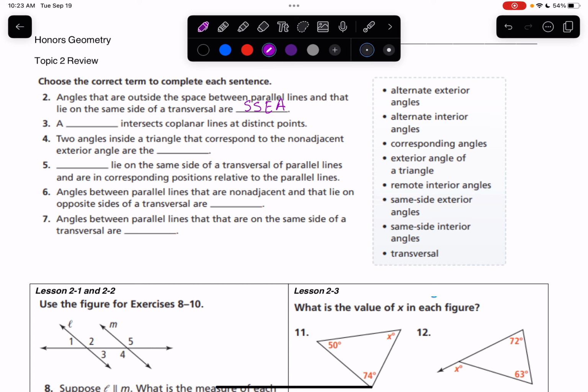Number 3, a transversal intersects coplanar lines at distinct points. By the way, this word coplanar just means on the same plane, which for our purposes just means not 3D. We've not done anything 3D, so coplanar doesn't really mean anything for us yet, so that's okay. Number 4, 2 angles inside a triangle that correspond to the non-adjacent exterior angles are the remote interior angles.